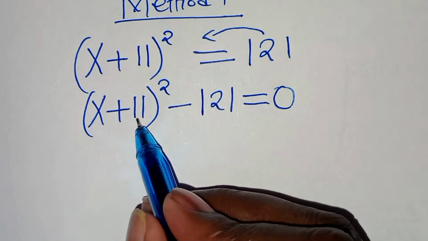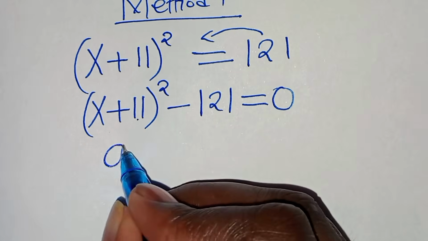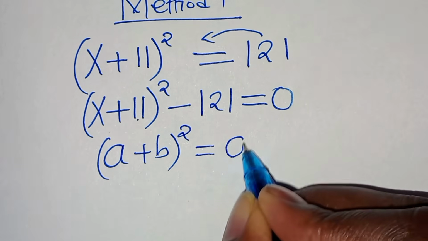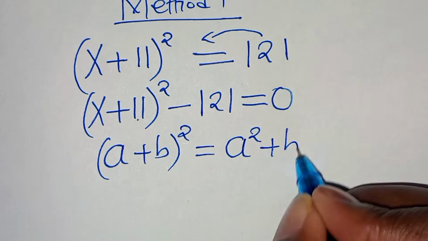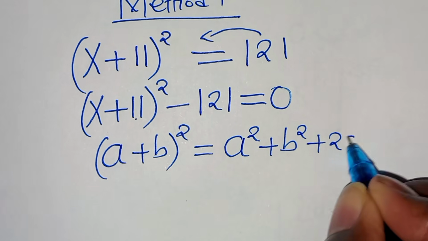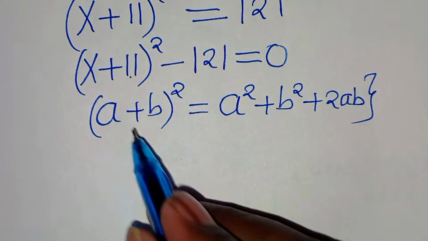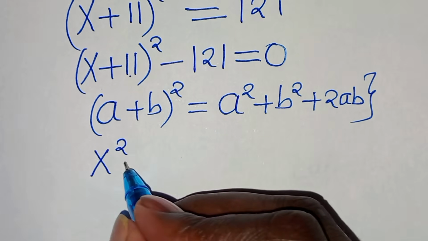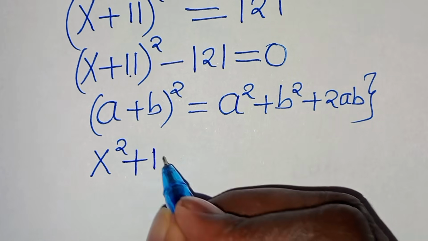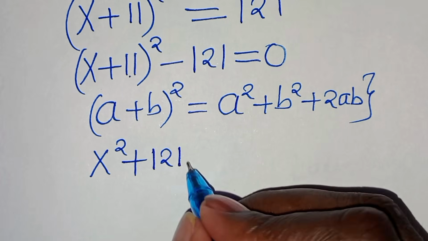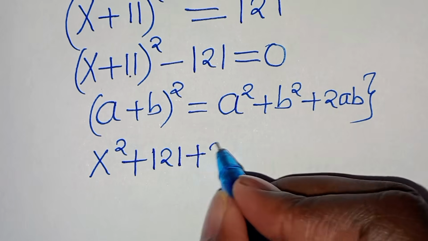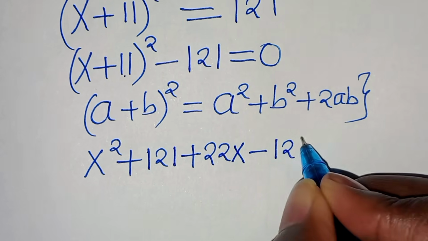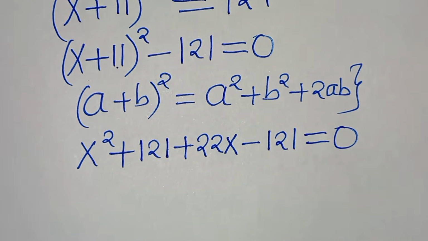So (x plus 11) to the power of 2. This is in the form of (a plus b) raised to the power of 2, which can be expressed as a to the power of 2 plus b to the power of 2, then plus 2 times a b. Applying this algebraic identity, then here we have x to the power of 2 plus 11 squared, which is 121. Then we have plus 22x, then minus 121. This is equal to 0.